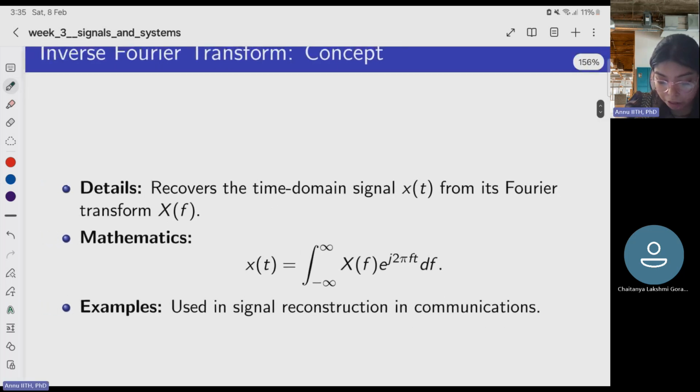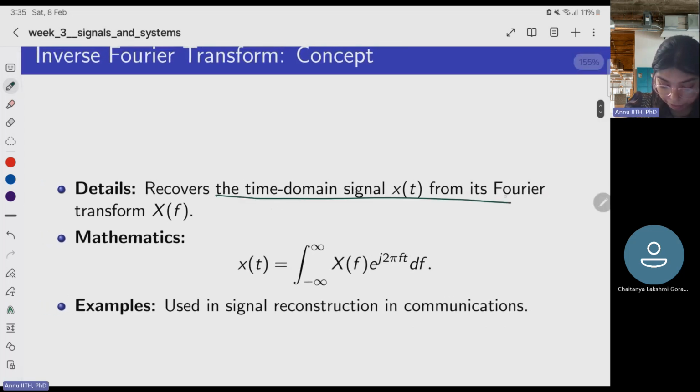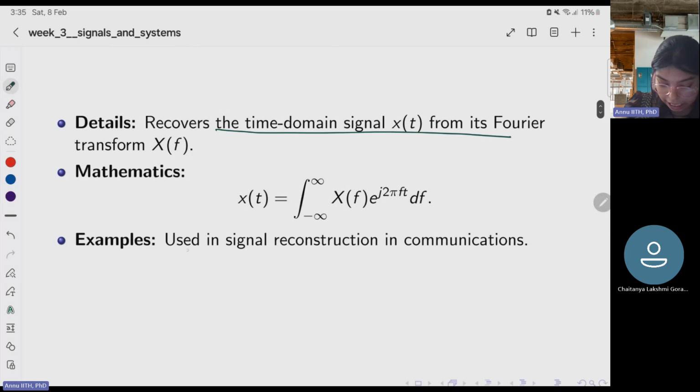Now we'll talk about Fourier transform. Let's see some of the inverse Fourier transform examples also. It is used in signal reconstruction in communication systems.